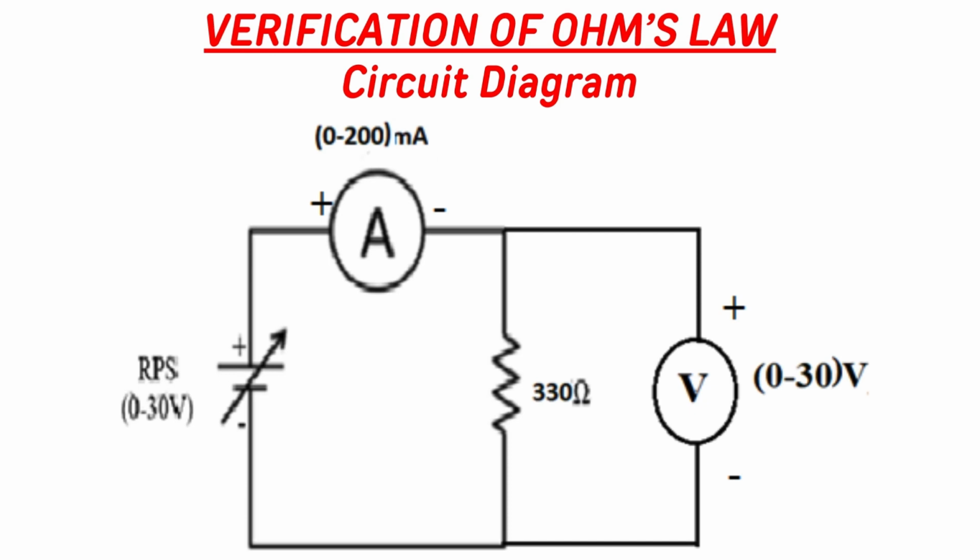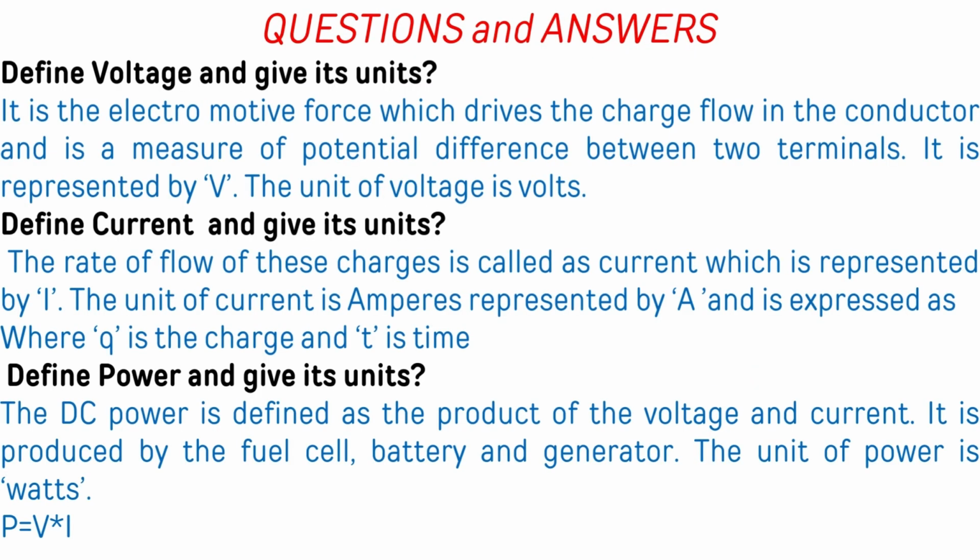Define voltage and give its units. It is the electromotive force which drives the charge flow in a conductor and is a measure of potential difference between two terminals. Or it is the work done to bring a charge from one point to another point. Potential difference is the work done to bring a charge from one point to another point. Its unit is volts. It is represented with V.